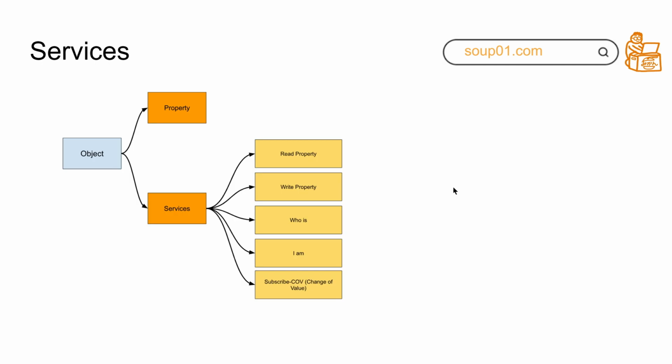So for the BACnet service, it means that the main device, maybe another third party device that is connecting to your BACnet server, can read or perform some actions on your objects. And here are some common services. For example, you can read a property, you can write a property, you can send a broadcast outside to ask who is this object, and you can also subscribe to COV, change of value, etc.